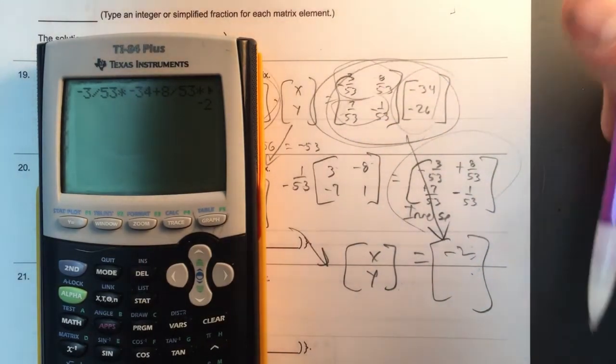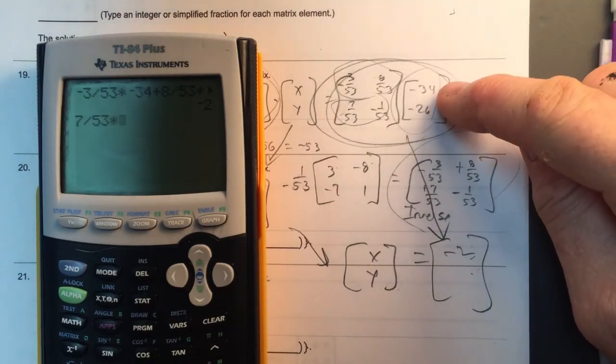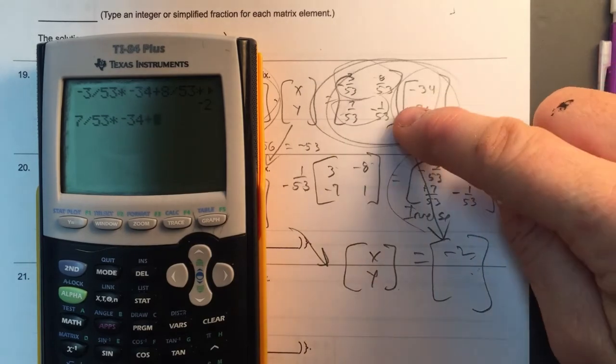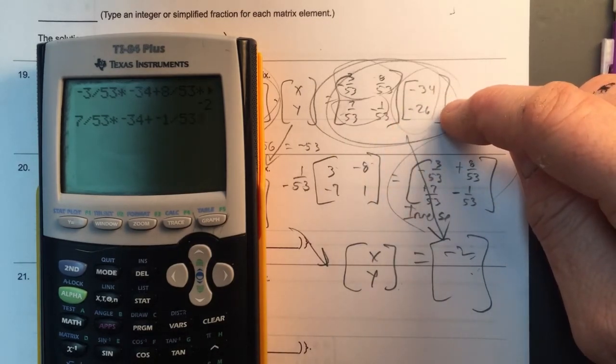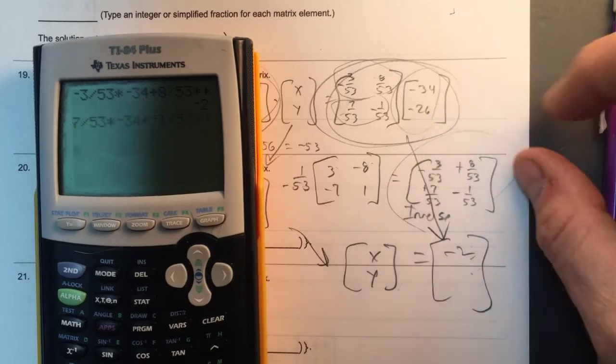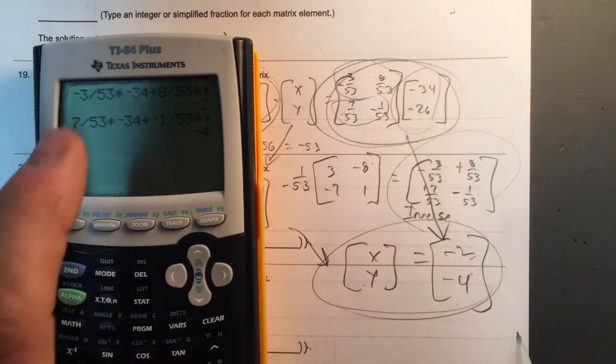Now do the bottom here. So I've got 7 divided by 53 times negative 34 plus negative 1 over 53 times negative 26, and I get negative 4. And there you go, y is negative 4. That's my solution.